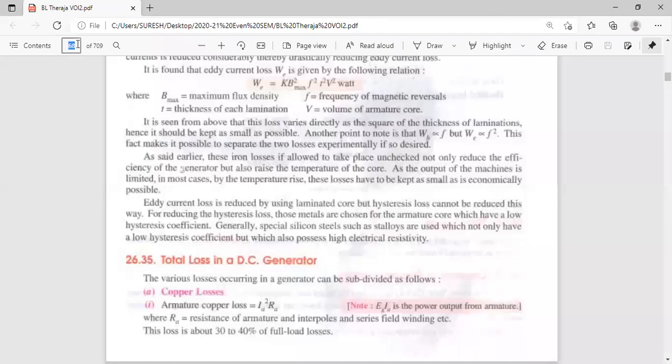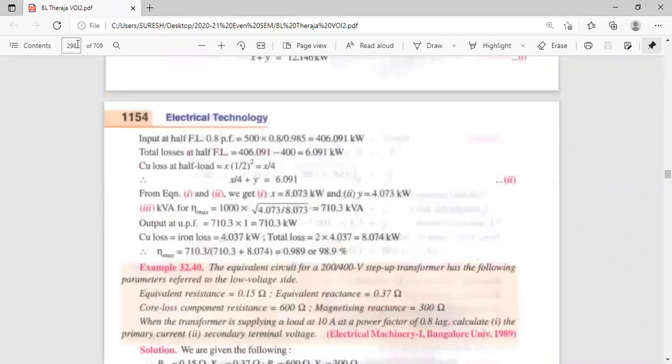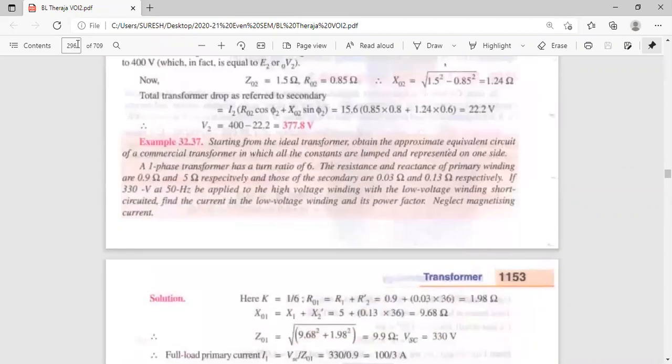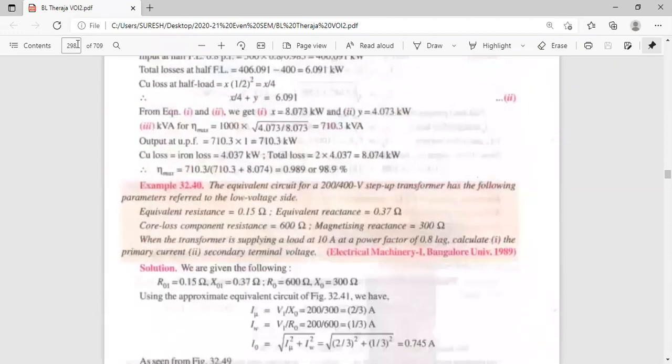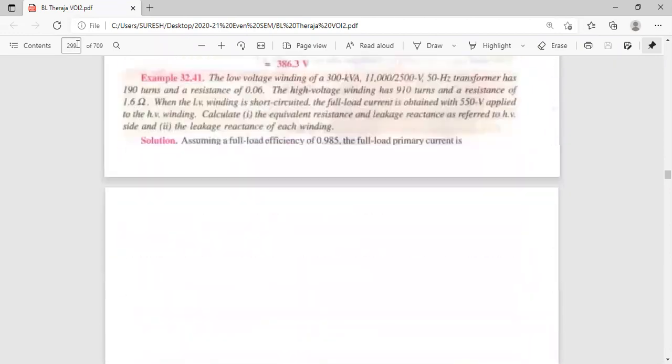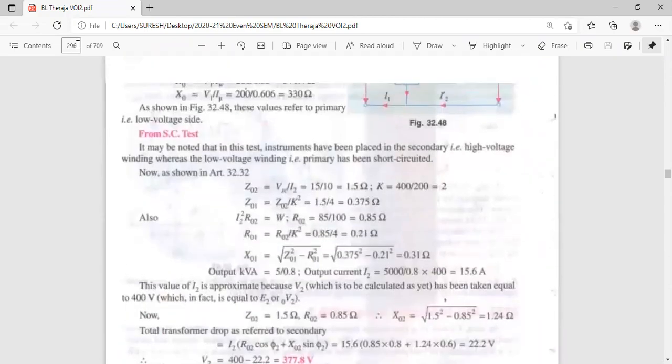Now we'll go to the transformers. One minute. Remember, yesterday one student asked for problems on iron core. Today we'll do the problems on iron core.